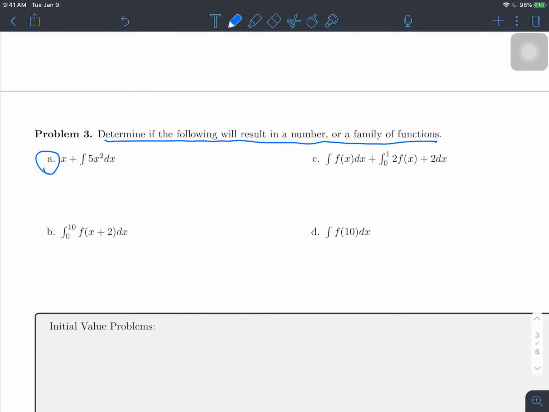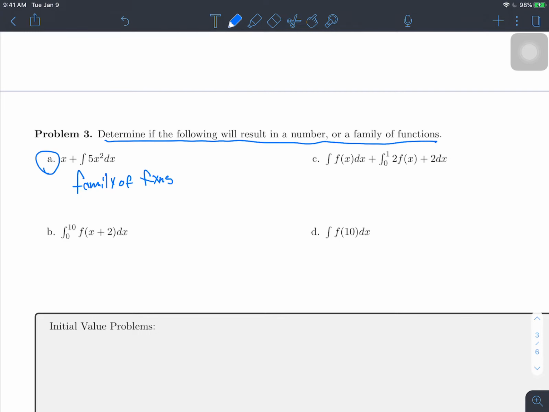Anyone have a strong opinion? Why don't we do thumbs? Let's have thumbs up if you think family of functions, thumbs down if we think number. Thumbs sideways if you're not sure. Okay, I'm seeing mostly thumbs up for family of functions. It is a family of functions.